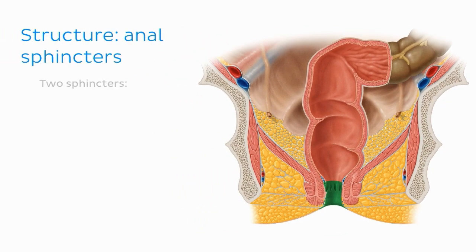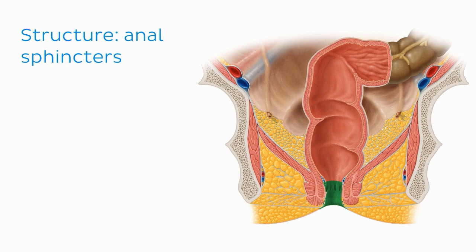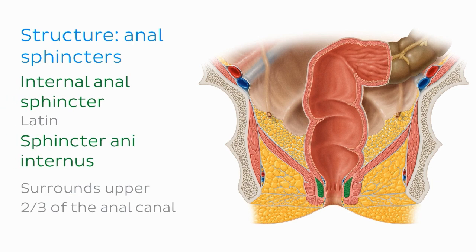The final structures that control defecation are the anal sphincters. And there are 2 anal sphincters, an internal sphincter and an external sphincter. Let's begin with looking at the internal anal sphincter. As you can see in this image, the internal anal sphincter surrounds the upper 2/3 of the anal canal and is made up of smooth muscle. The internal anal sphincter is permanently contracted by sympathetic tone and only relaxes with parasympathetic influence.